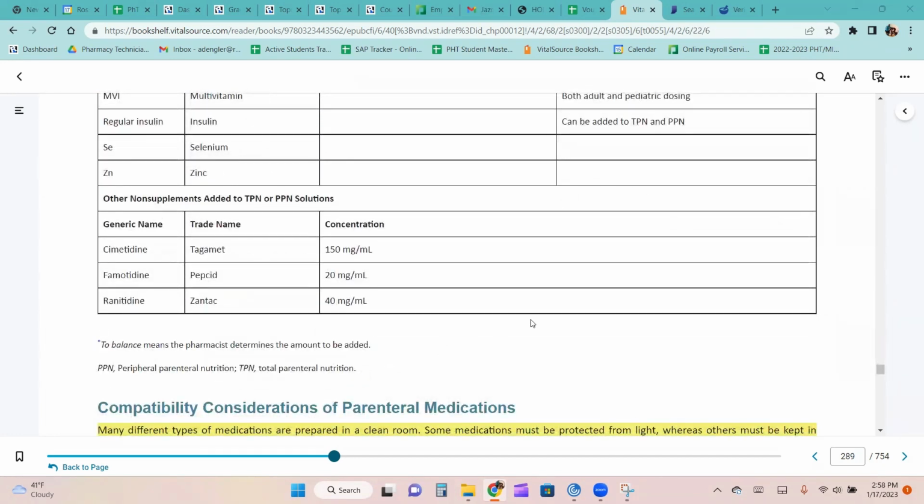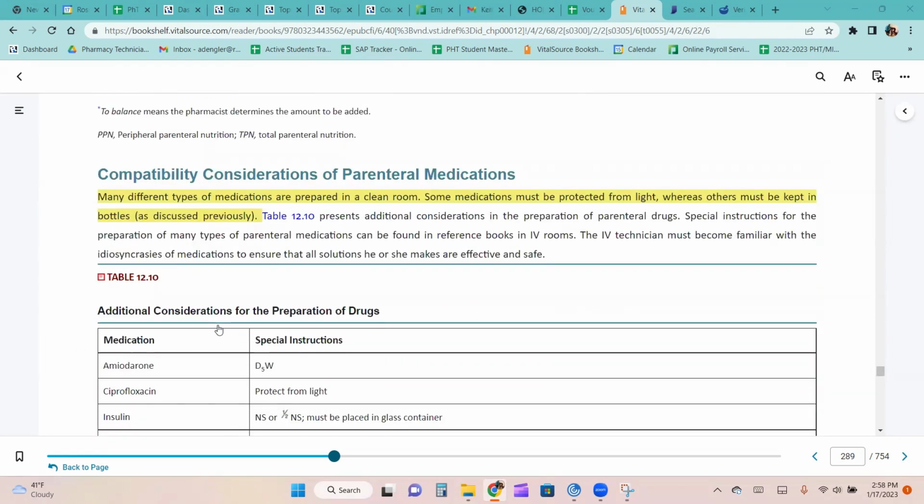We can add Tagamet, Pepsid, and this says Zantac. Just so you guys know, Zantac has been pulled from the market recently, like the last 2 years or so. So this would not be able to be added. Many different types of medications are prepared in a clean room. Some medications must be protected from light, whereas others must be kept in bottles as previously discussed.